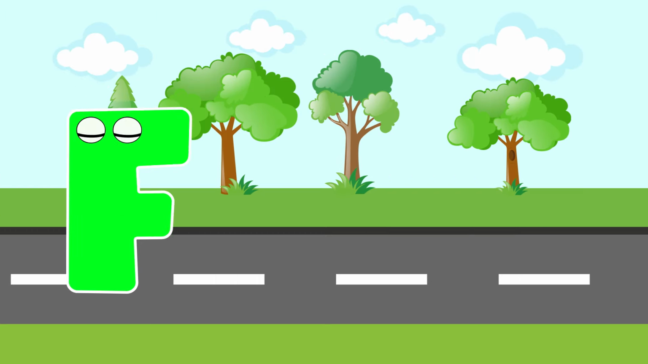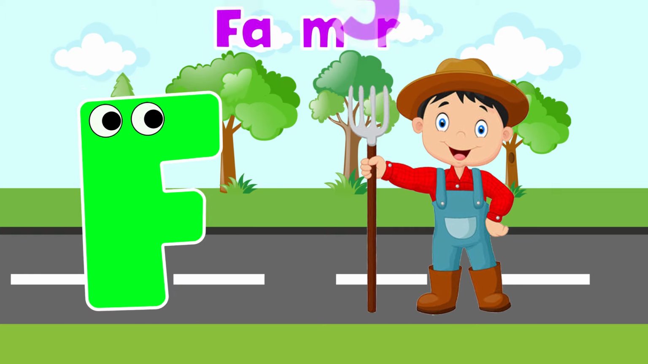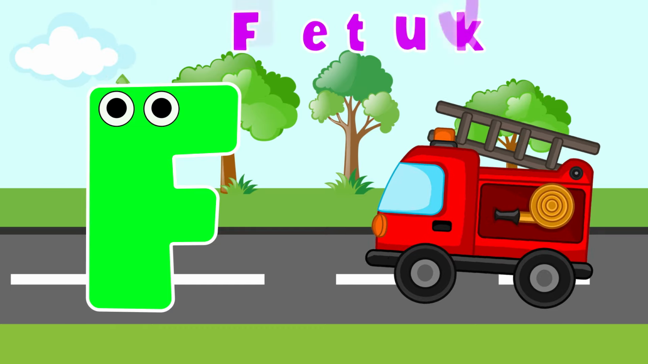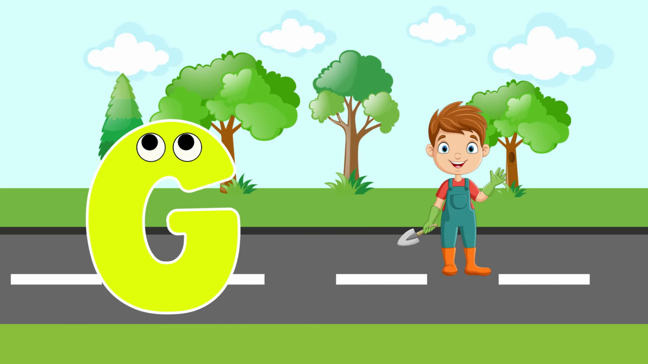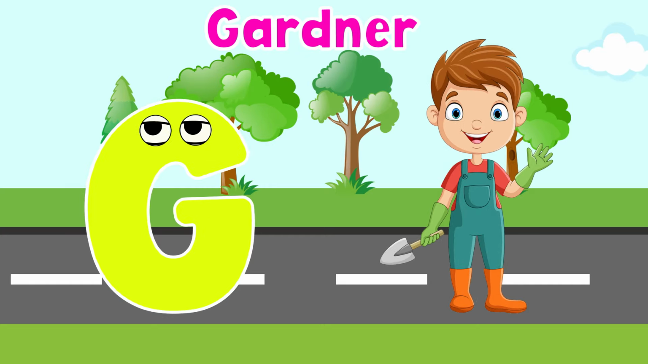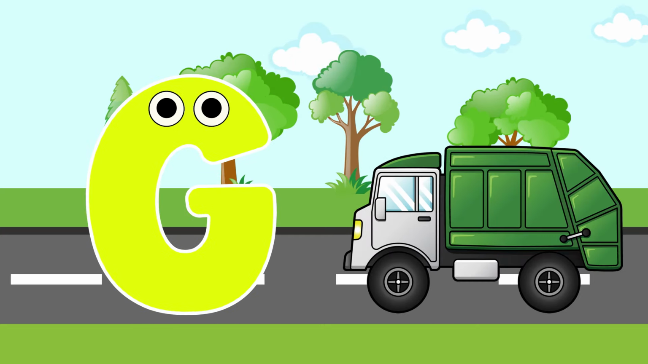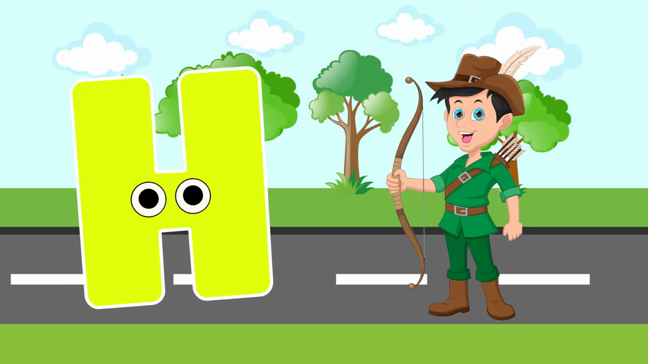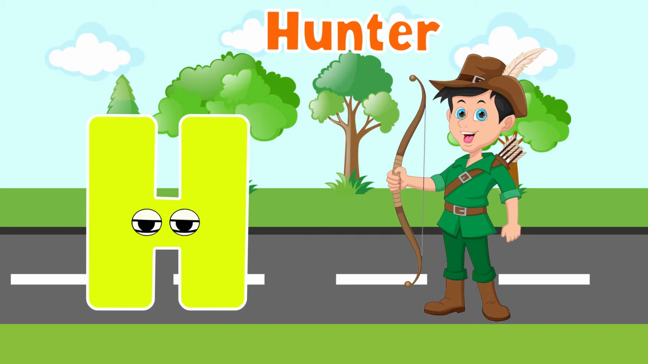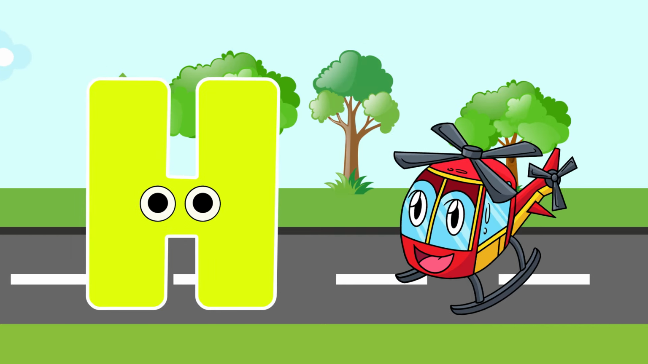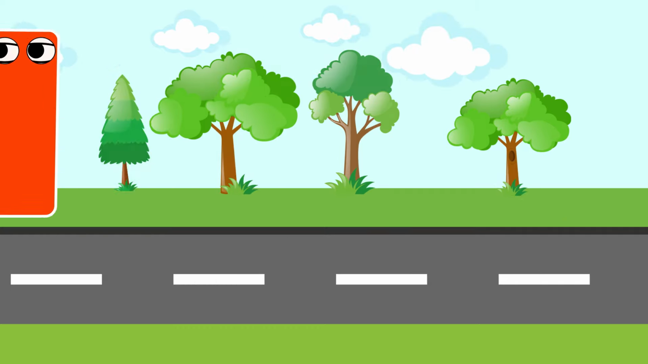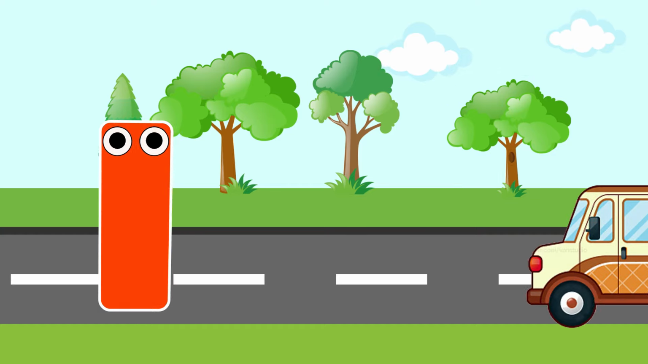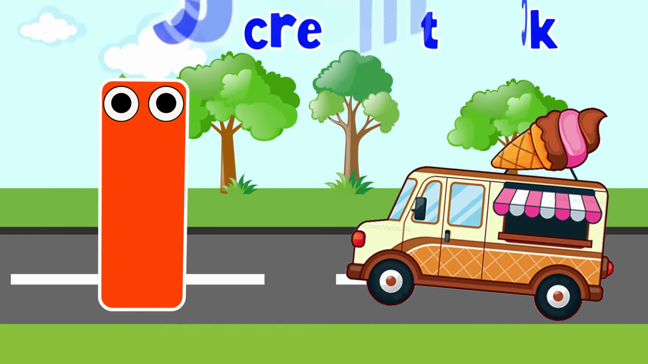E is for excavator. Excavator. F is for farmer. Farmer. F is for fire truck. Fire truck. G is for gardener. G, g, gardener. G is for garbage truck. G, g, garbage truck. H is for hunter. H, h, hunter. H is for helicopter. H, h, helicopter. I is for ice cream man. I, I, ice cream man. I is for ice cream truck. I, I, ice cream truck.